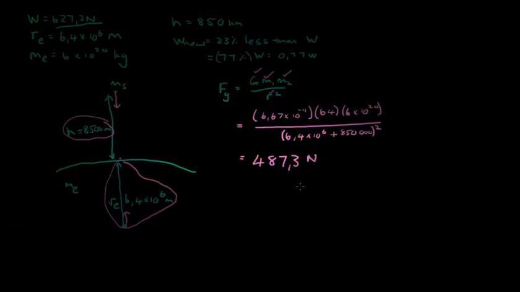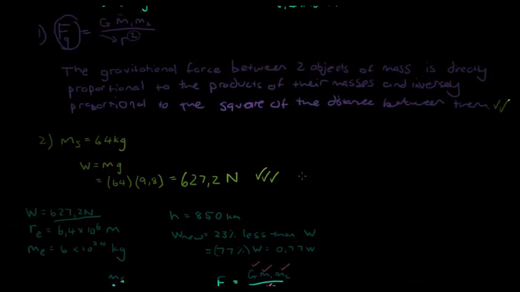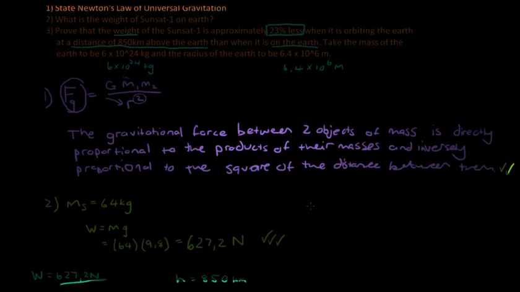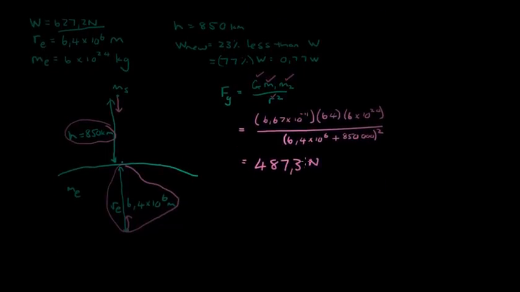Okay, and what did we have to prove? Well, we knew that on the surface of the Earth, the weight was 627.2. Now we've worked out the weight, right, force of gravity, at 850 kilometers above the surface of the Earth, and that's 487.3. And let's just go back to the question. Question said, prove the weight of the Sunsat is approximately 23% less when it's that high up, when it's 850 k's up above the surface of the Earth.